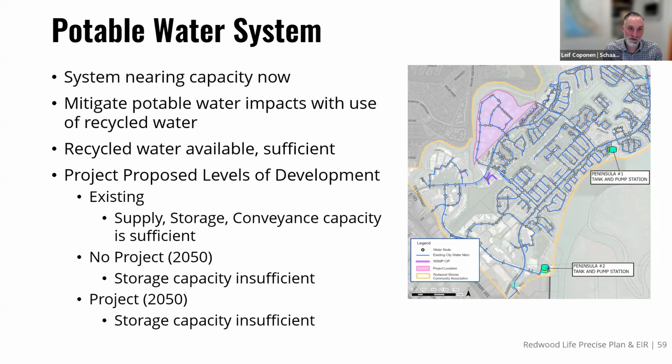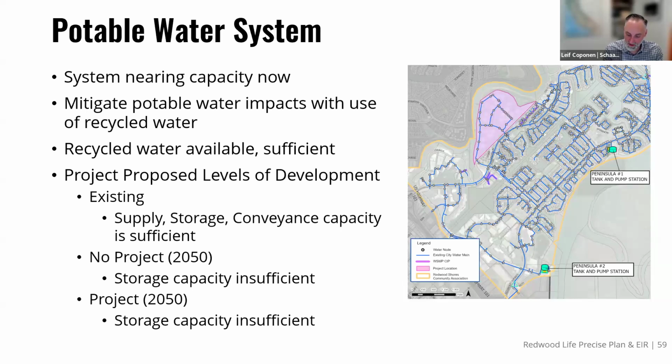So in general terms, the existing system is nearing its capacity now in the existing time frame. And then recycled water is available and it is sufficient in its supply to feed the project, and there's already recycled water mains in the area. For Project 2050, I will say, we assumed that there will be an increase in recycled water, potentially for indoor uses, to help mitigate the potable water impacts at the site for the increased development.